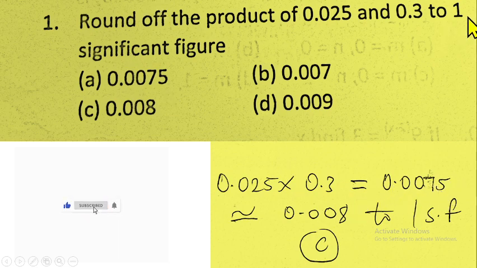And to approximate to one significant figure, the first significant number there is 7. So look at the number after it, which is 5. Then you round it up to 1 and add it to this 7, and that gives us 0.08. But if this number here is not up to 5, you round it down to 0 and add it to 7, and that will give us 0.07. But in this case, this is 5, so round it up to 1 and add it to 7, that gives us 0.08 to one significant figure. So option C is the correct option there. Now that's question number 1.